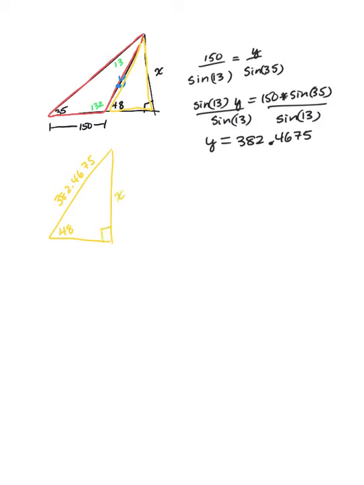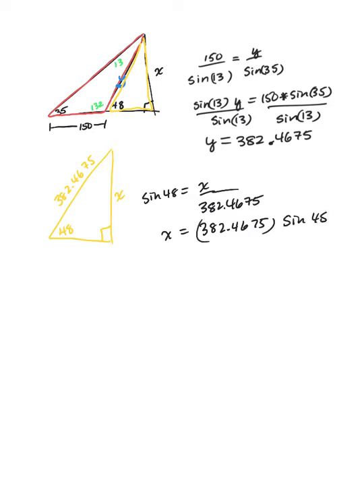So now I can just use sine. I can say I have sine of 48 equals opposite over hypotenuse. And then I just end up cross multiplying. So x equals 382.4675 times the sine of 48. And this will indeed be what we got before, about 284.